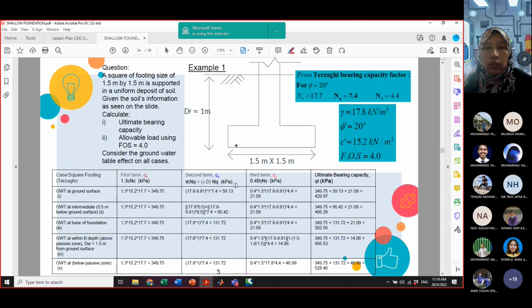Sebelum tu saya keluarkan dulu untuk you kenal pasti first term, second term, third term kan. Satu lagi, kalau you tengok kat sini, kenapa kita tak pakai CNC? Kenapa kat sini kita tak pakai 0.5? Sebab soalan ni adalah square footing, dia bukan lagi strip footing. So first term kita adalah 1.3 cNc. Term number 2 maintain untuk semua jenis footing kecuali footing rectangular. Kemudian third term 0.4 B gamma N gamma. So then kita akan dapat qf dia. qf ni adalah ultimate bearing capacity.